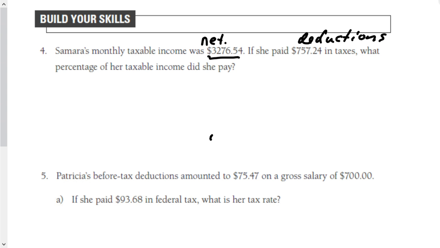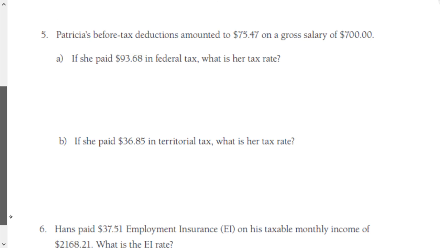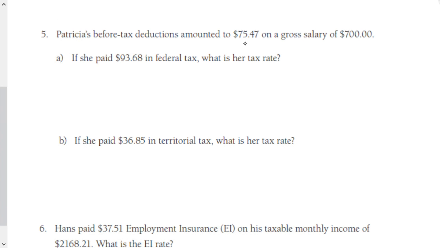Yeah, so we just go 757.24 over 3,276.54 is equal to 23.11. 0.2311. And then multiply by 100. Patricia's before tax deductions amounted to $75.47 on a gross salary. If she paid $93.68 in federal tax, what is her tax rate?